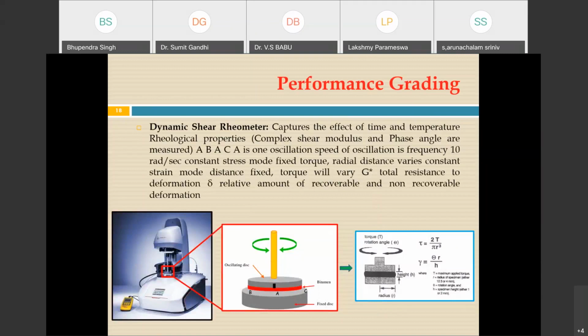Then coming to the dynamic shear rheometer. The dynamic shear rheometer is a very important and versatile piece of equipment which is used, as I told you earlier also.